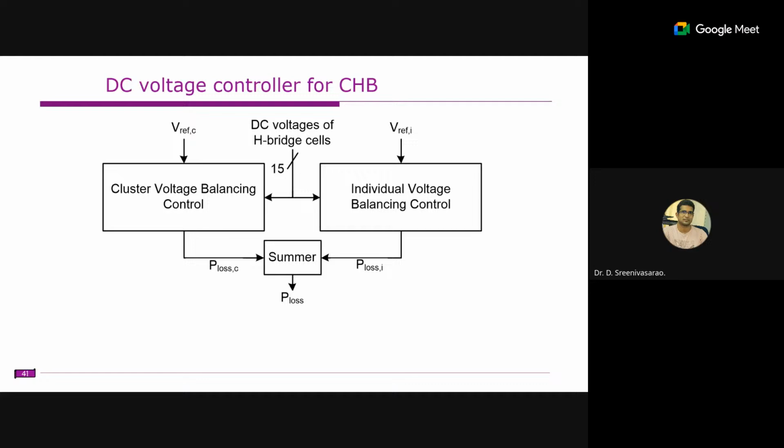Let's assume that we are using 5 H bridges in cascade. That means you have 15 H bridges for three phase, 5 into 3. So that will form an 11-level inverter. So here we need to balance all these 15 capacitors.